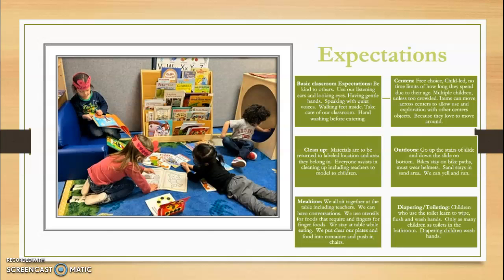Mealtime, we all sit together at the table, including the teachers, to model how we eat and what we do at the table. We can have conversations. We use our utensils for foods that require utensils. We use our fingers for finger foods. And we stay at the table while we're eating. We clear our plates and our food into the containers and push in our chairs when we leave the table.